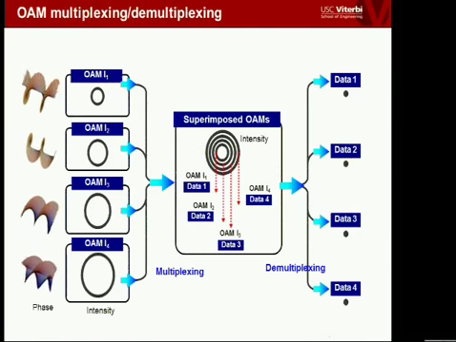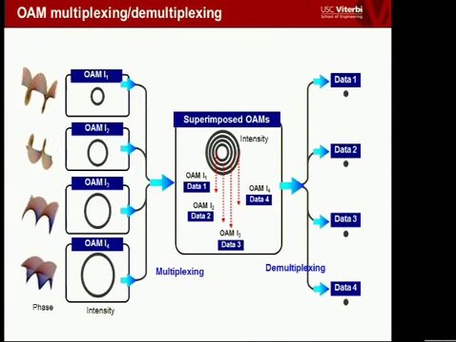So here is what we are working on. We generate multiple different OAM modes together, and we multiplex them, and each of the OAM modes carries a different data stream. And then we propagate it in free space. And at the receiver end, we can demultiplex them to acquire different data streams from each different mode.